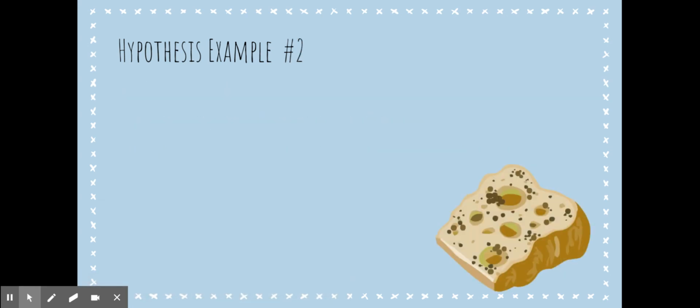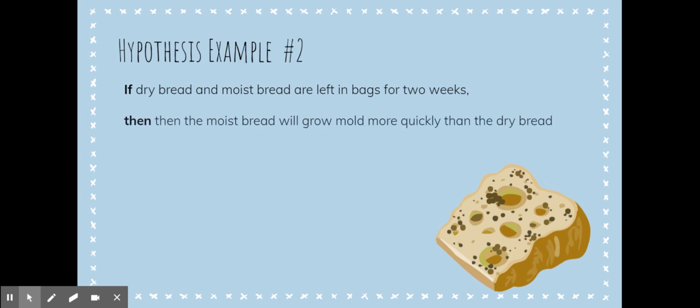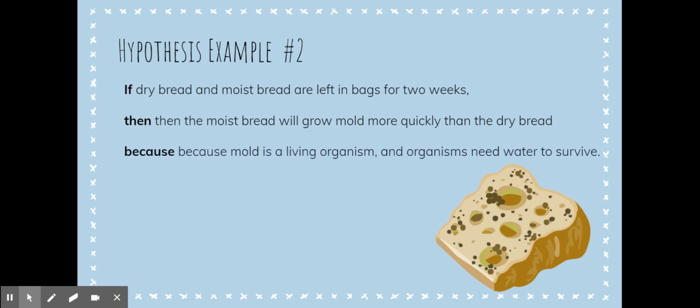Hypothesis example number 2. If dry bread and moist bread are left in bags for 2 weeks, so if I change this, then the moist bread will mold more quickly than the dry bread. This is what I'm going to measure. Because mold is a living organism, and organisms need water to survive. Hopefully you now know how to write variables and hypotheses brilliantly.